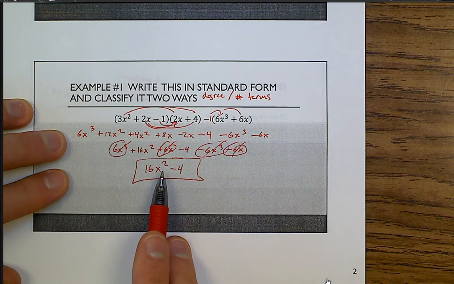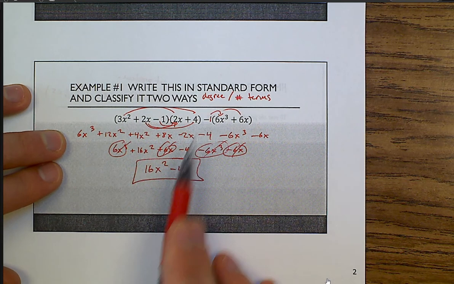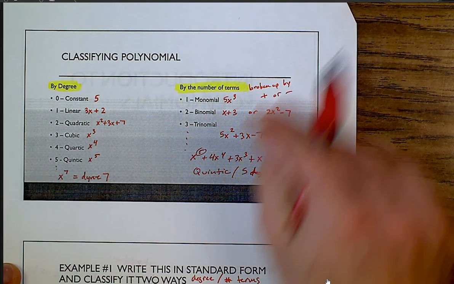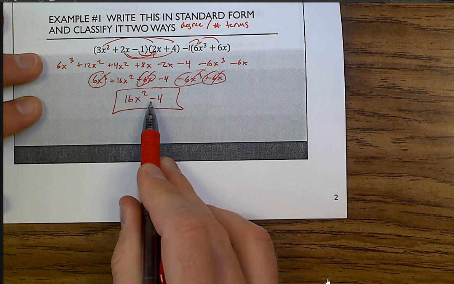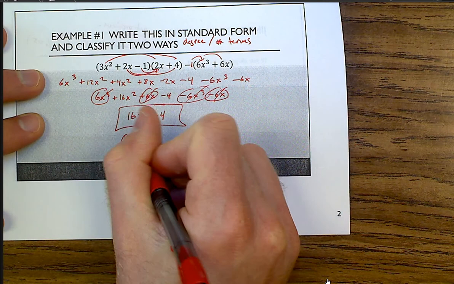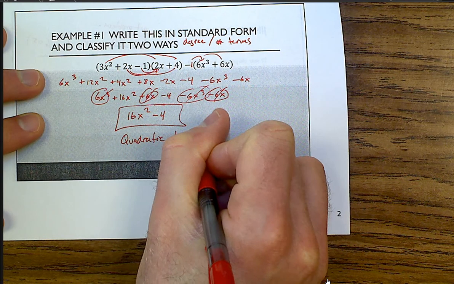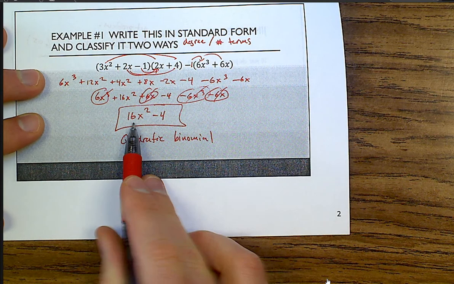Now we need to classify it or name it in two ways. Based on its degree, it's degree 2. So if you come back up, anything with degree 2 is a quadratic. And it has two terms, right? 16x squared, there's a minus sign, there's a second term, 4. So this would be a quadratic binomial. Quadratic, degree 2, binomial, 2 terms. That's how we would do that problem.